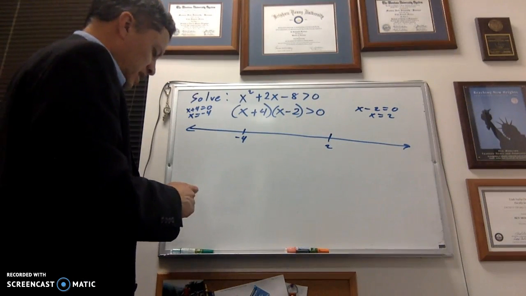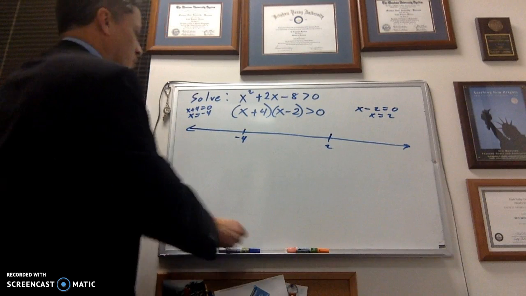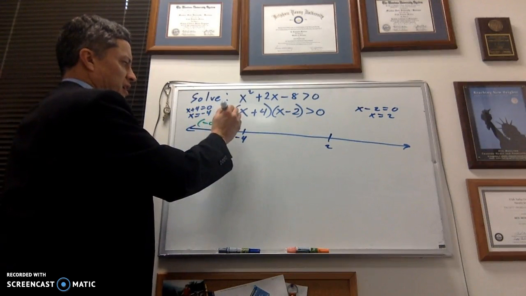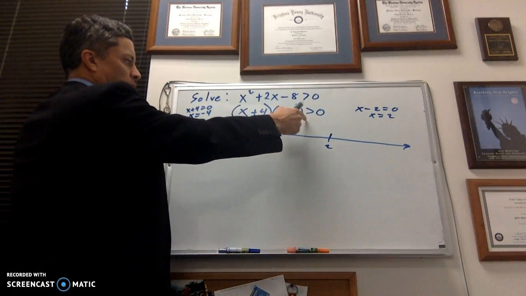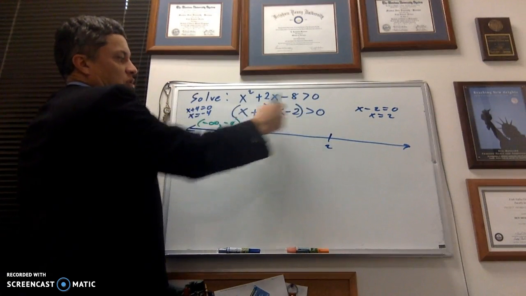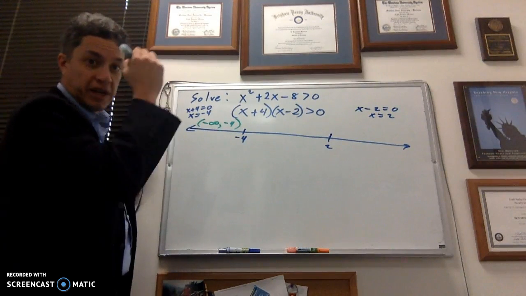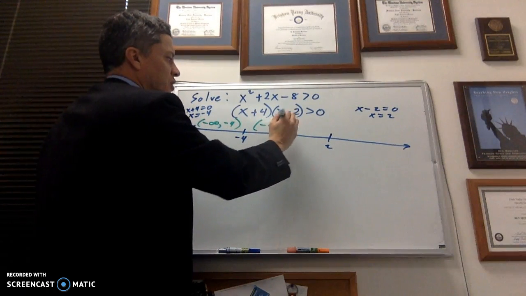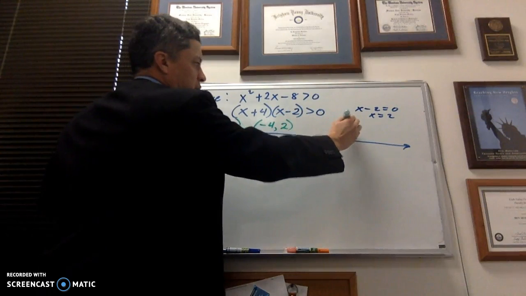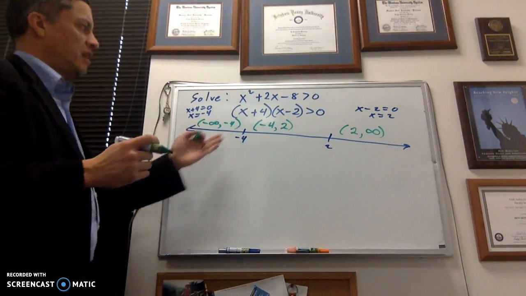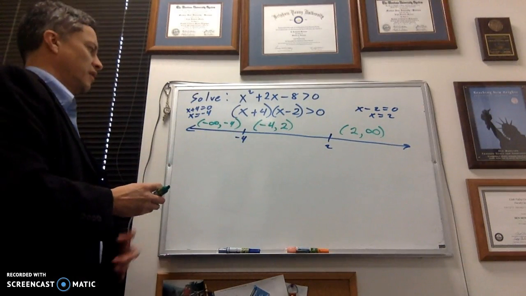Now, I've got 3 intervals that have just been created here. I've got an interval between negative infinity to negative 4, and I'll put a parenthesis here, because we're talking greater than. If that was greater than or equal to, this would have been a bracket on the negative 4, right? Okay. And then I got the parentheses negative 4 to 2, and then parentheses 2 to infinity. So I've created 3 different intervals to work with here.